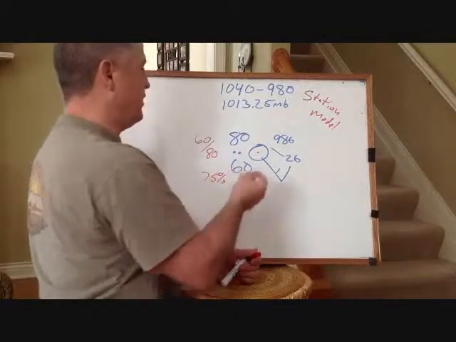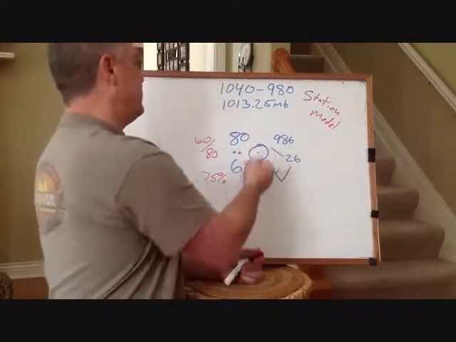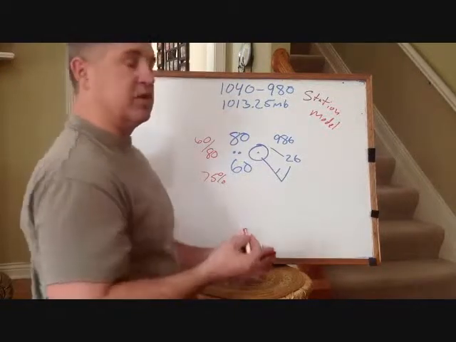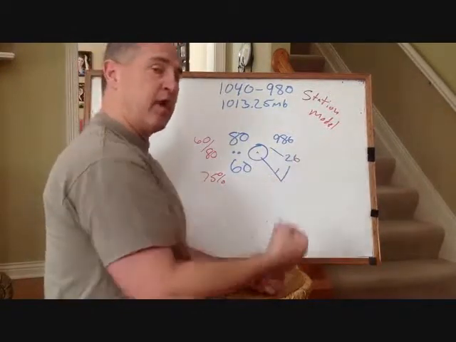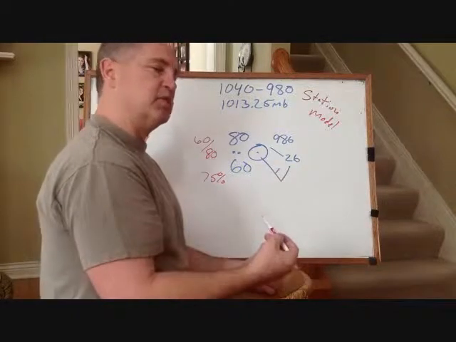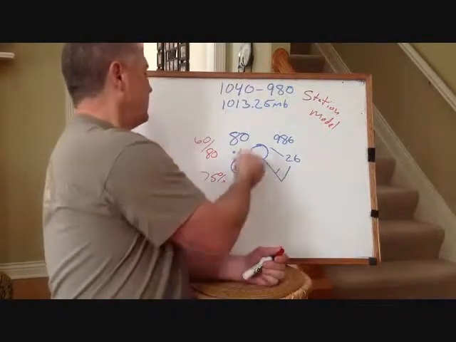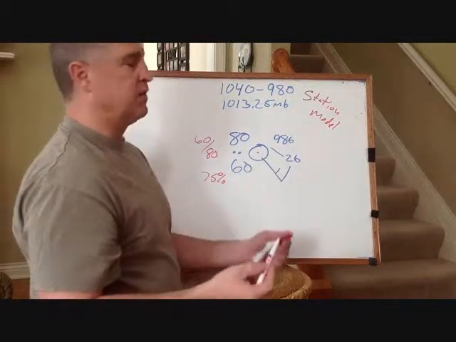So right off the bat, we know here at this model, it's 80 degrees, and 60 degrees is the dew point, which means if the temperature drops to 60 degrees, the air is going to be 100% saturated. Because it's not, it's only 75% saturated, that's the relative humidity.